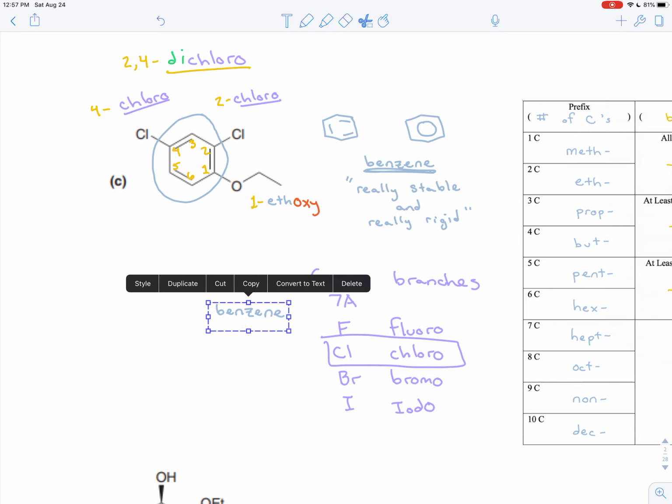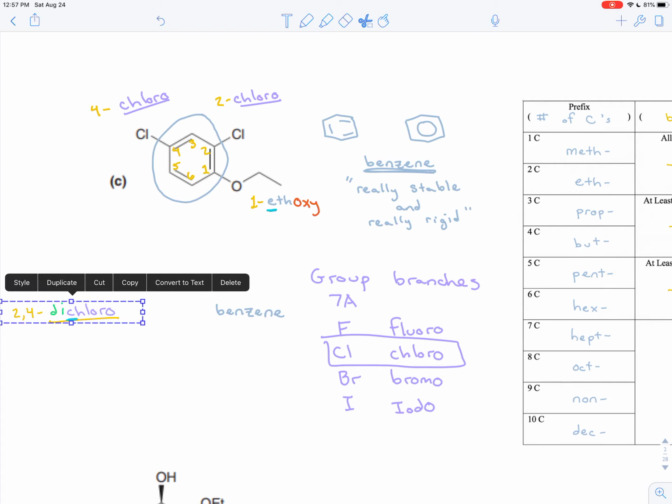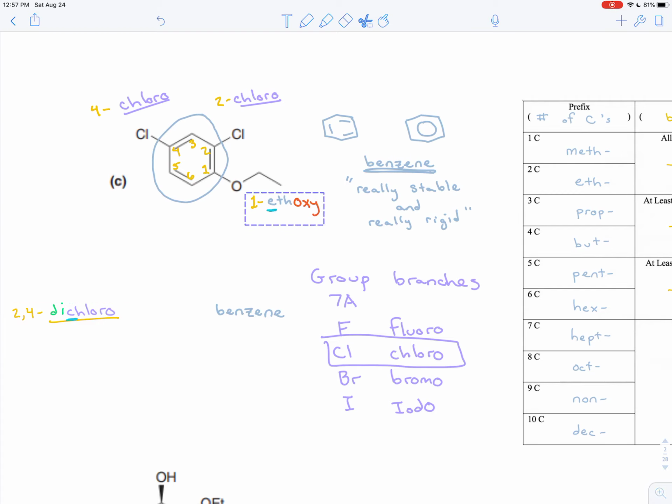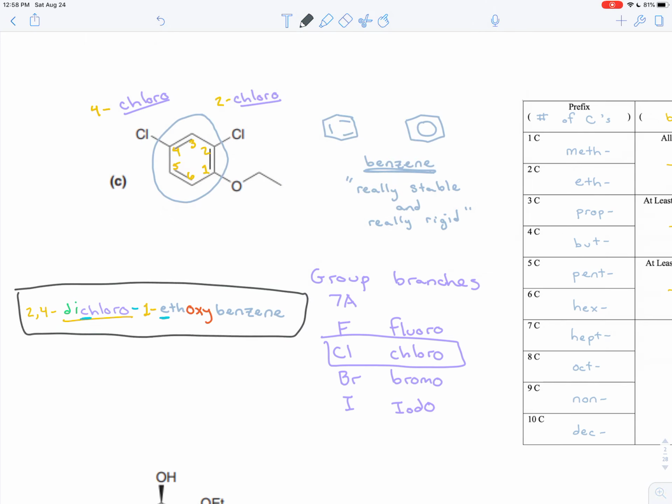The backbone name always comes last. When you're looking at these other two names, you put them in alphabetical order. You ignore the prefix, though, so we're really comparing C with E. And because C comes first in the alphabet, the branch that has that will come first in the name. So we have 2,4-dichloro, and then 1-ethoxy. And always between numbers and letters goes a dash. So, the name for this beautiful molecule is 2,4-dichloro-1-ethoxybenzene.